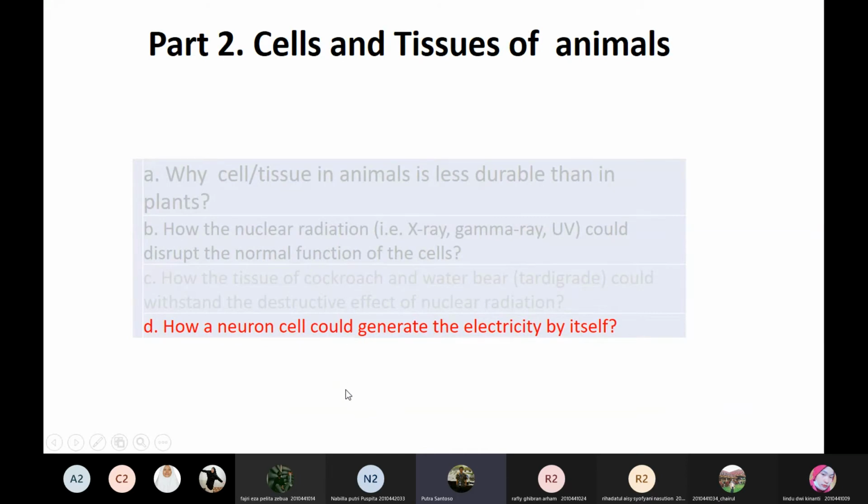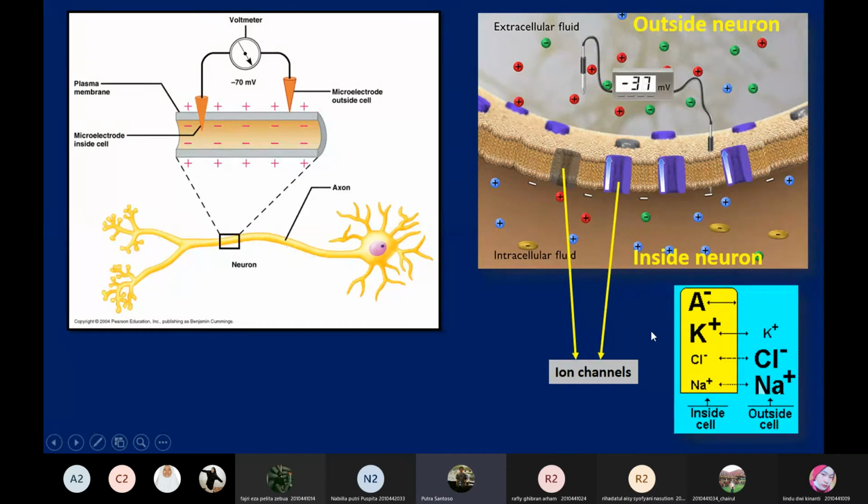So how could neuron cells generate electricity by itself? Like previously Gibran explained that actually it is due to the mobilization of the ions, jadi karena ada aktivitas ion keluar masuk salurannya di membran sel saraf.